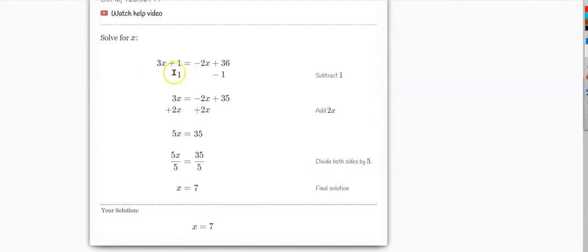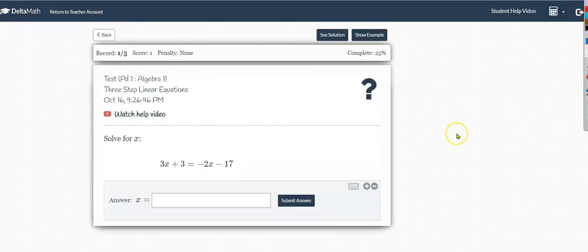Okay, see? Now they solved theirs differently. They didn't start by adding 2 x's. They started by minusing 1, which I did at a later time. Okay, one more time.